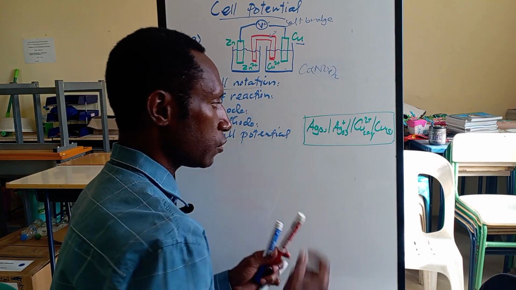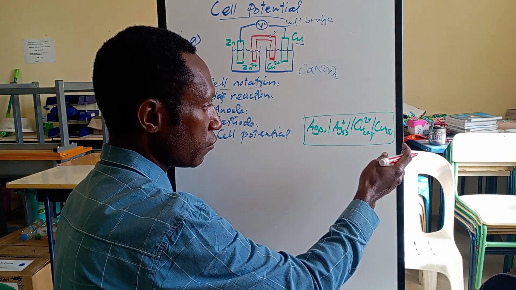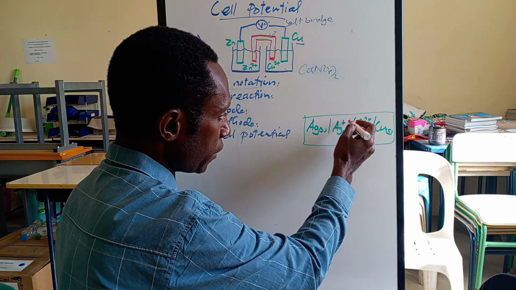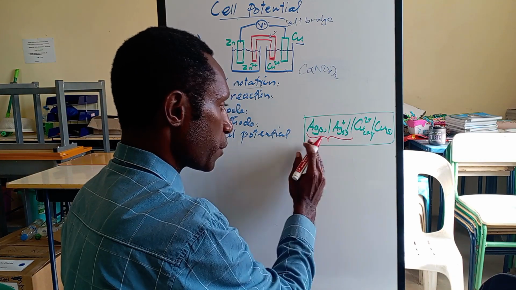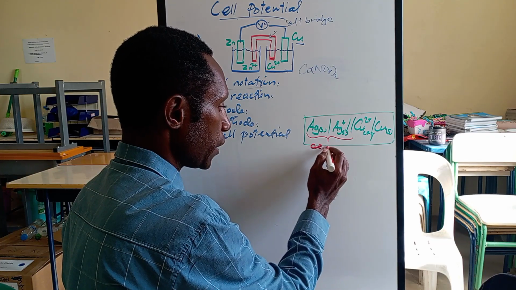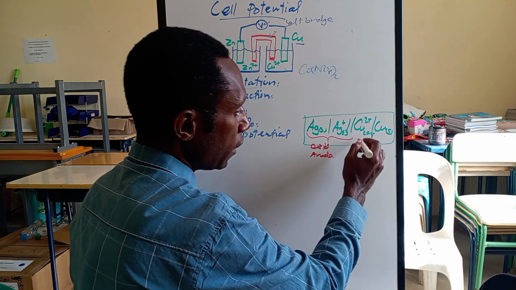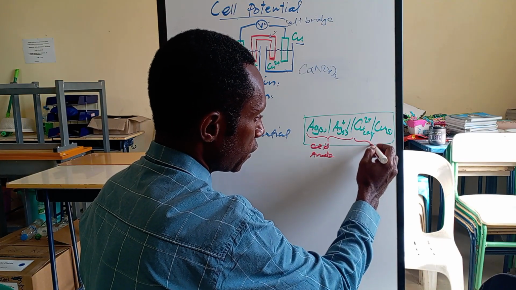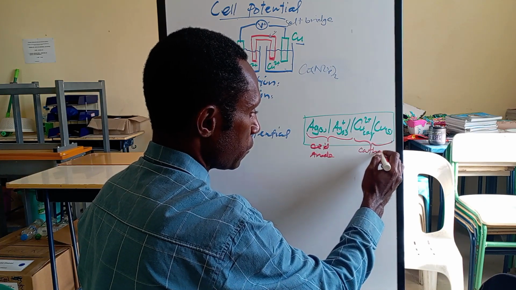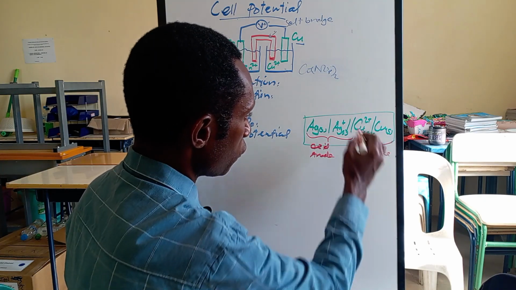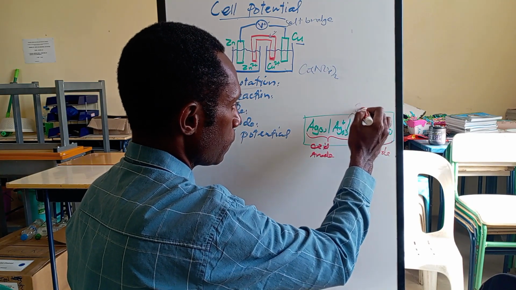Now let me explain to you the parts. If it is like this, you will not know which one is the cathode and which one is the anode, or which one is oxidation and which one is reduction. The first part of the cell notation is always the oxidation part, the one that occurs at the anode. The second part is the one that occurs at the cathode, the reduction part. And where is the salt bridge? You see the two strokes coming down over here. This is the salt bridge.